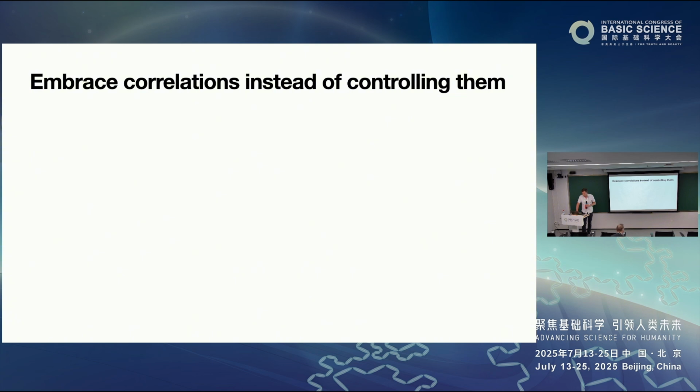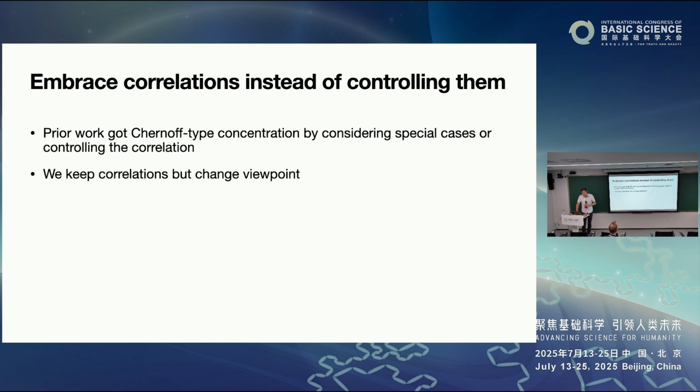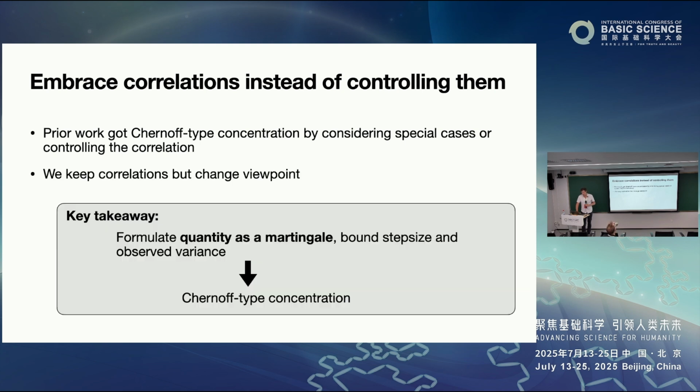This is just English, it's not very mathematical: embrace correlation as control. We keep the correlations but change the viewpoint. My takeaway, which I learned in this project: we are interested in proving concentration about these probabilities, and we had correlations we didn't know how to deal with. But if we look at how this quantity develops in time and formulate it as a martingale, you get very, very strong concentration, like Chernoff-type concentration, for free. And that's what we're going to do.